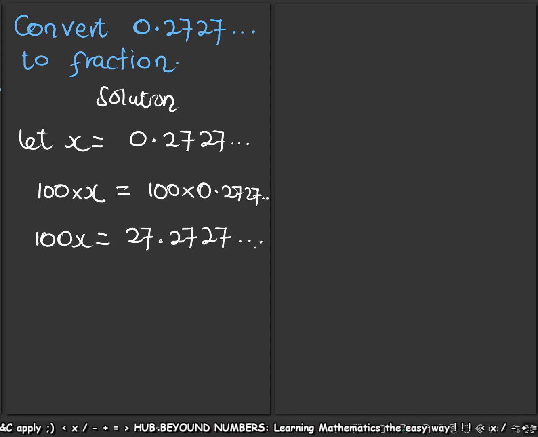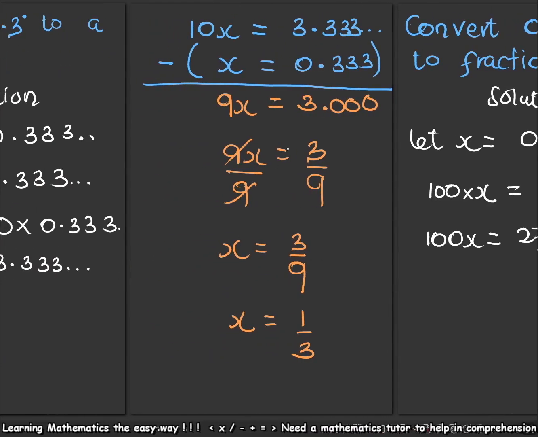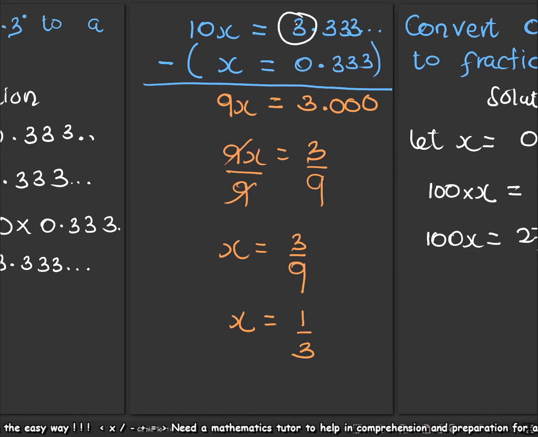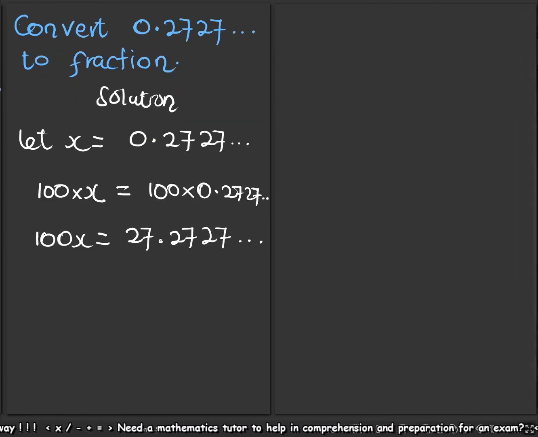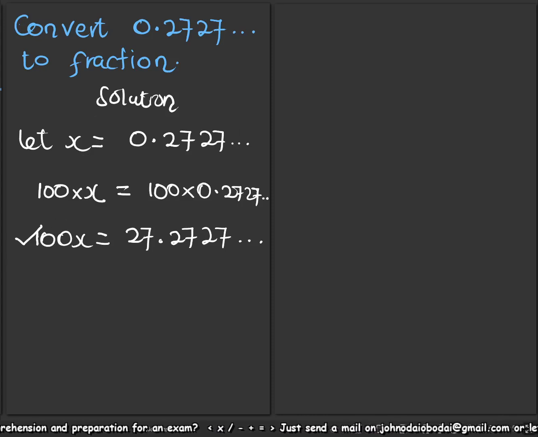27.2727, which recurs. The whole idea of this multiplication is we want to make sure one set of the recurring decimal will become a whole number. So like the first one, we made sure one set of the recurring decimal, which in this case was 3, became a whole number. This time around it is 27. So we make that a whole number. Then this here and this one over here, we subtract this from that.